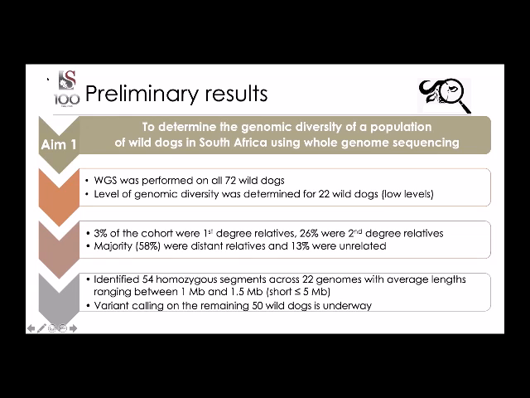And then we also looked at inbreeding based on runs of homozygosity. In total, 54 homozygous runs were identified with average length ranging between 1 and 1.5 megabase pairs, which is considered to be relatively short, and this indicates that the inbreeding occurred between individuals in the distant past.